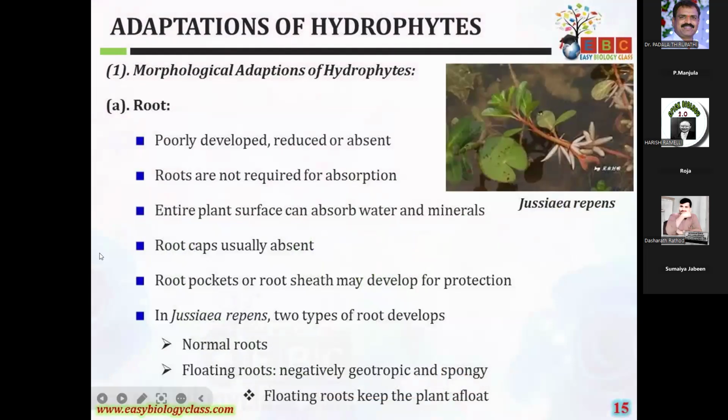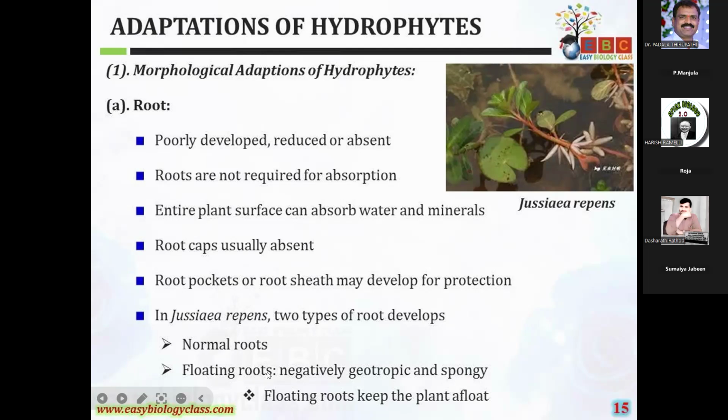The main characters are a poorly developed or reduced root system, and roots are not required for absorption generally, so the entire plant surface can absorb the water. Root caps are absent in the hydrophytes, and in place of root caps, root pockets or root sheaths are present, and the main function is protection. Two types of roots we can observe: normal roots and floating roots.